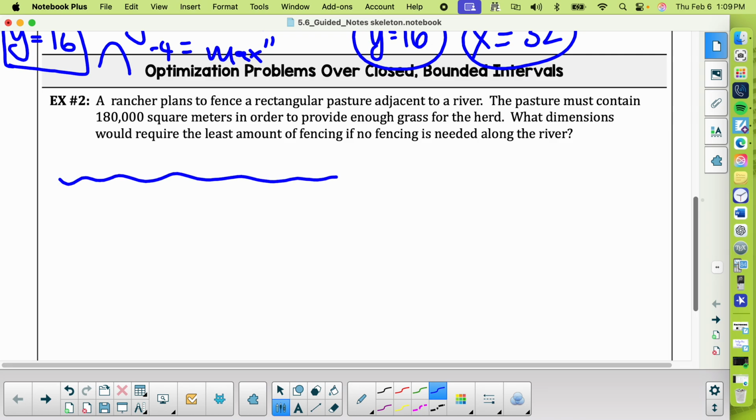It would be kind of fun, actually. What did it say? A fence, a rectangular pasture, okay? Adjacent to the river means that there's not gonna be a side on that side. So the river is the fence.